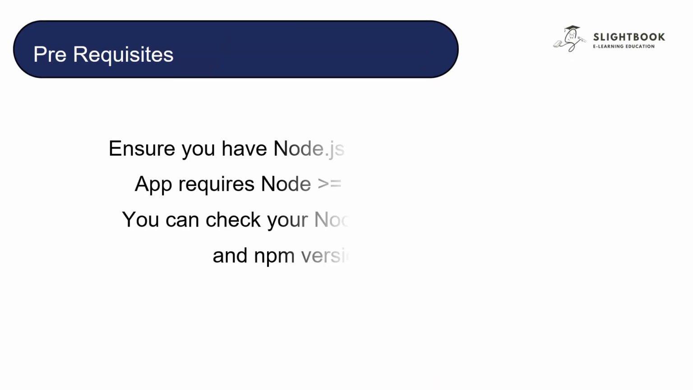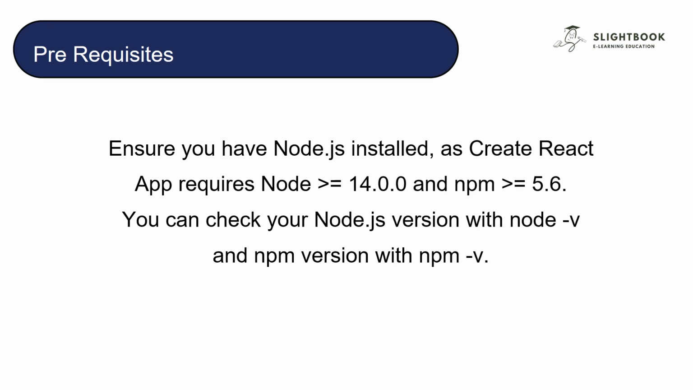Prerequisites. Ensure you have Node.js installed, as Create React App requires Node greater than or equal to 14.0.0 and npm greater than or equal to 5.6. You can check your Node.js version with node -v and npm version with npm -v.